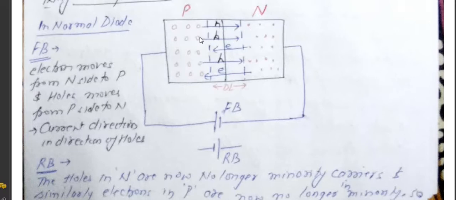This hole, this hole, this hole, and similarly the electrons from N side will try to move towards P side of the junction. Let us, for example, say this electron is moving from N side to the P side. Also this electron is moving from N side to P side. Now in forward bias condition, we can see electron moves from N side to P side and hole moves from P side to the N side.